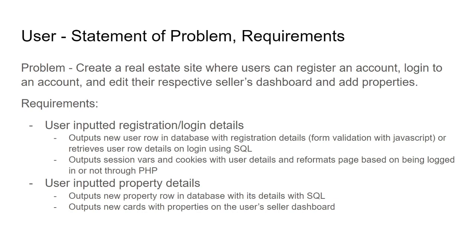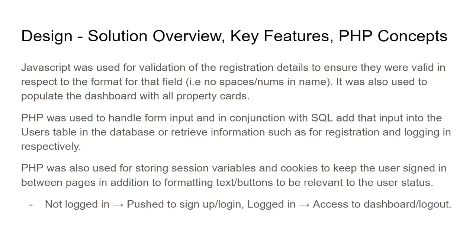And also, the user had to input their property details, which would then output a new property row in the database, again using SQL, as well as output a new card for their seller dashboard as a listing. JavaScript was used for the validation of registration details to make sure that they were valid in respect of the given format of that field. For example, in your name, you're not allowed to have spaces or numbers because that wouldn't make sense. It was also used to populate the dashboard with all the property cards.